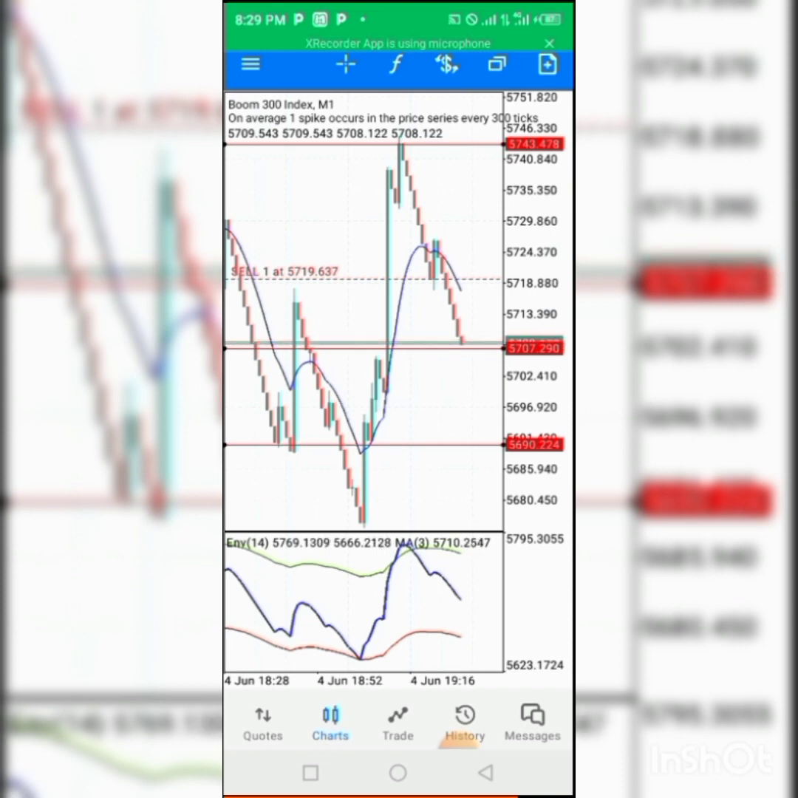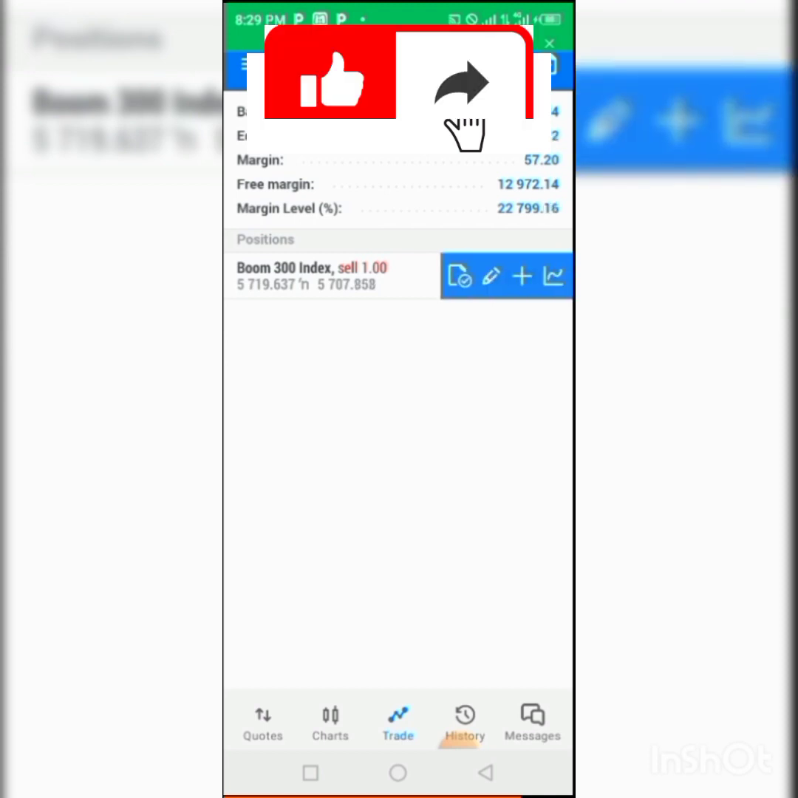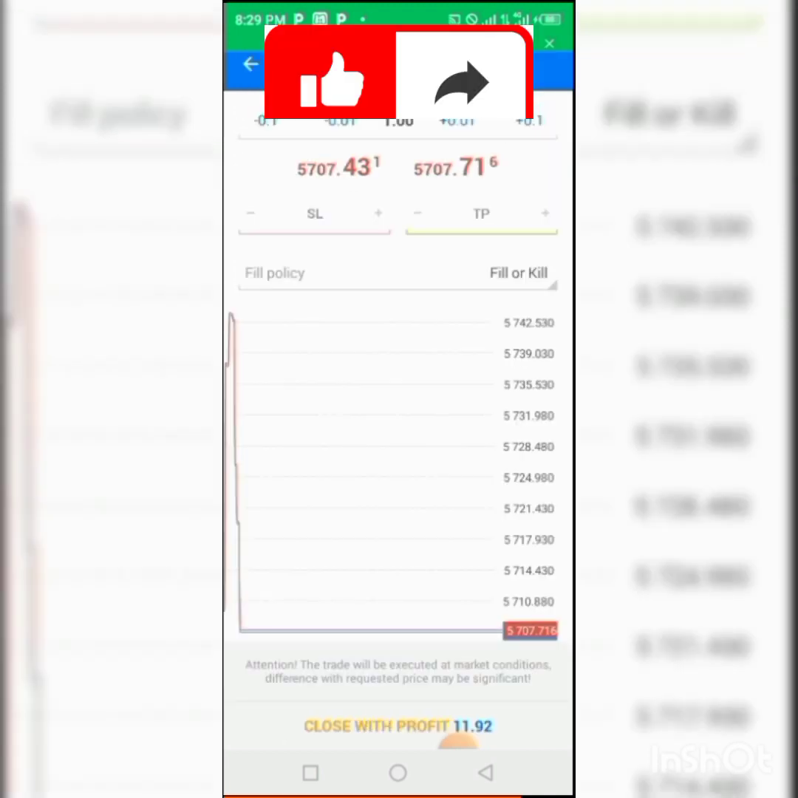Okay, guys, that's how you scalp. Just follow this strategy. You can either just watch it over and over again, use the same strategy, use the same indicators I'm using, the same styles and everything. I promise you'll make a whole lot of money for yourself.